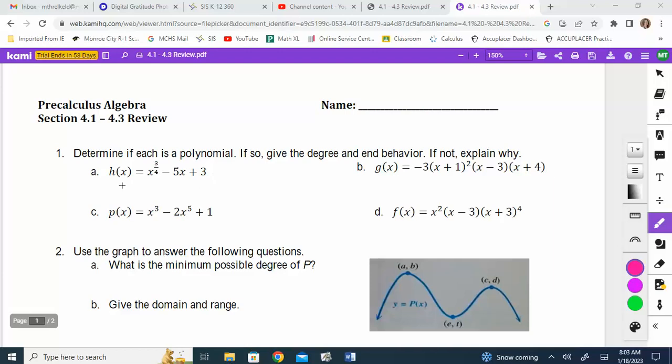So is this first one a polynomial? No. And I said if not, explain why. So it's the fraction in the exponent.